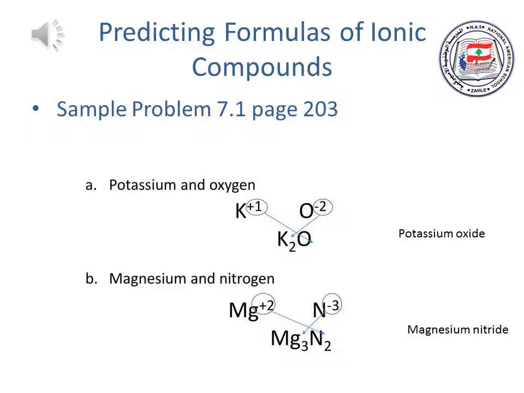Letter B, magnesium and nitrogen. We do the same method. Magnesium belongs to group 2A, so its charge is +2. Nitrogen belongs to group 5A, so its charge is -3. We do the crisscross method. We put the 3 next to Mg and we put 2 next to nitrogen, and because an ionic compound is neutral, we don't put any charge. Its name: we write the cation first, then the anion. So magnesium nitride.